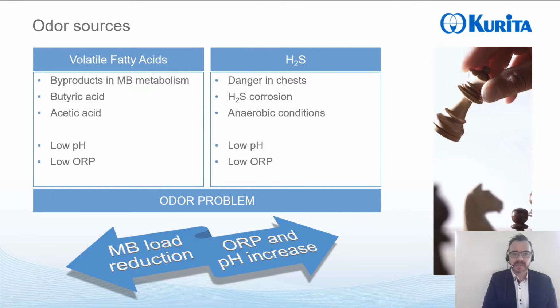The odor problem. Odor is a typical problem for packaging and board due to the use of OCC, old corrugated cardboard. No fresh fibers are used, so the raw material itself comes with a low pH and a low ORP into the process. In such conditions, the microbiology grows extremely well and produces volatile fatty acids. You can see listed here butyric acid, acetic acid; all these acids are produced by the bacteria, and of course this creates a lot of odor.